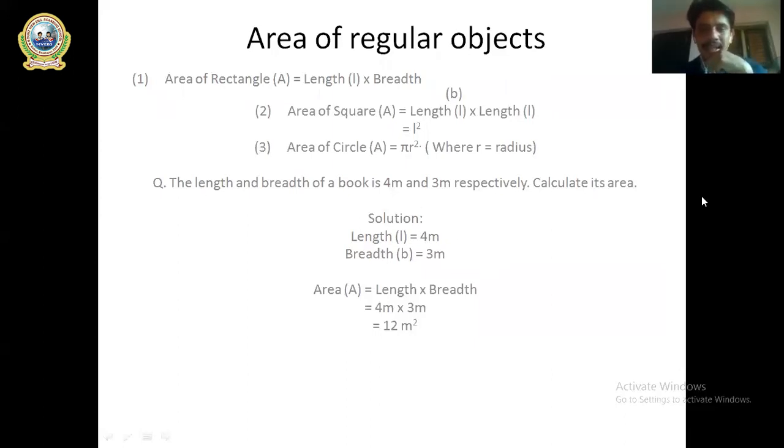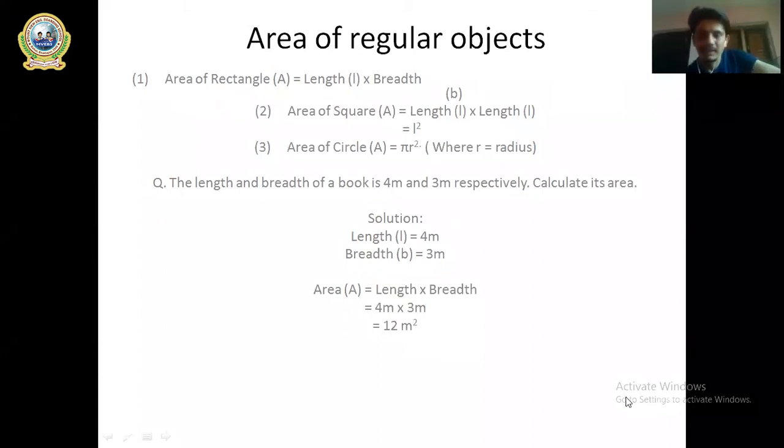Calculate its area. So how do you calculate area? Given that length equals 4 meter, breadth equals 3 meter, and area is given by the formula L into B, or we can say length into breadth. Now we can put the values there. Length value is 4 meter, breadth value is 3 meter, and when you multiply 4 into 3, it is 12 meter into meter, meter square. So meter square is the unit of area. This is how we calculate.